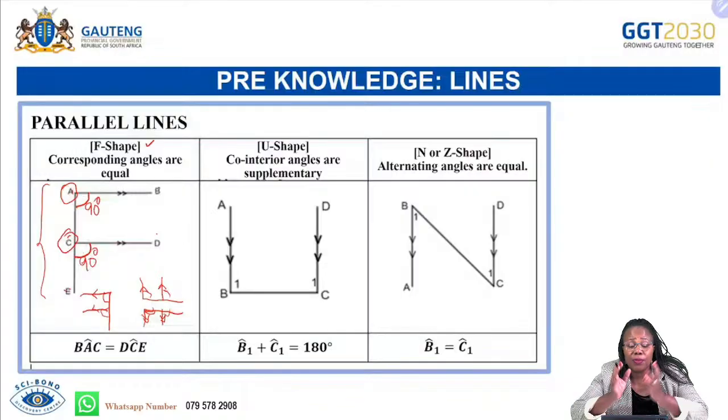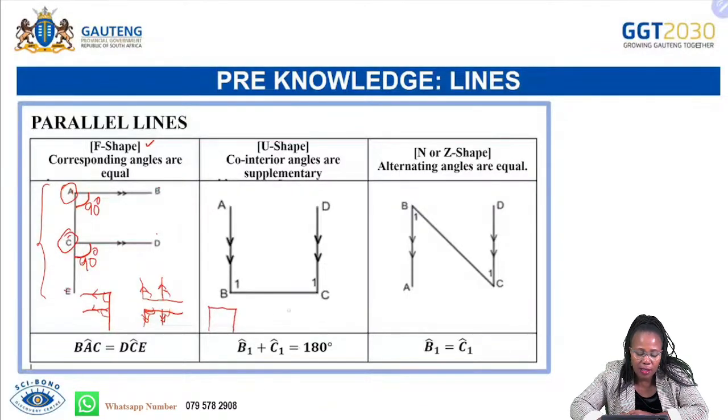All right, now let's look at the U shape. In order to remember this, grade 12s, we are using the abbreviation FUZ. F is for corresponding, U is for co-interior, and Z is for alternating angles. The same applies with the U shape. It can face any direction. It can be a U facing down, a U facing to the left, or a U facing to the right, as long as we have parallel lines in between.